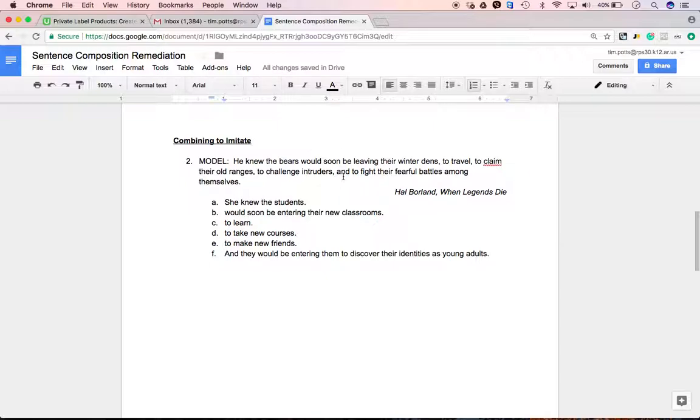And then we have right here, and to fight their fearful battles among themselves. F. And they would be entering them to discover their identities as young adults. Well, we know that and matches up with and. But then we have to fight their fearful battles. So would be entering them doesn't match or imitate anything. But to discover does. All right. Now, they also doesn't match anything. So, and to discover their identities as young adults, and to fight their fearful battles among themselves. So, this part matches up with the very end.